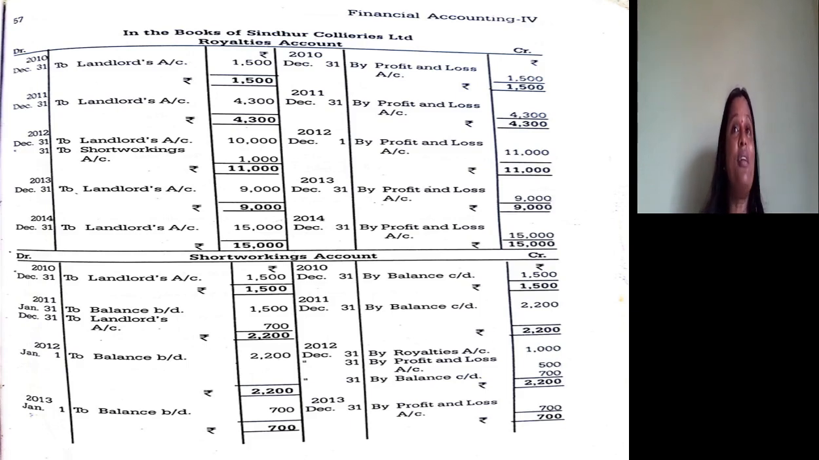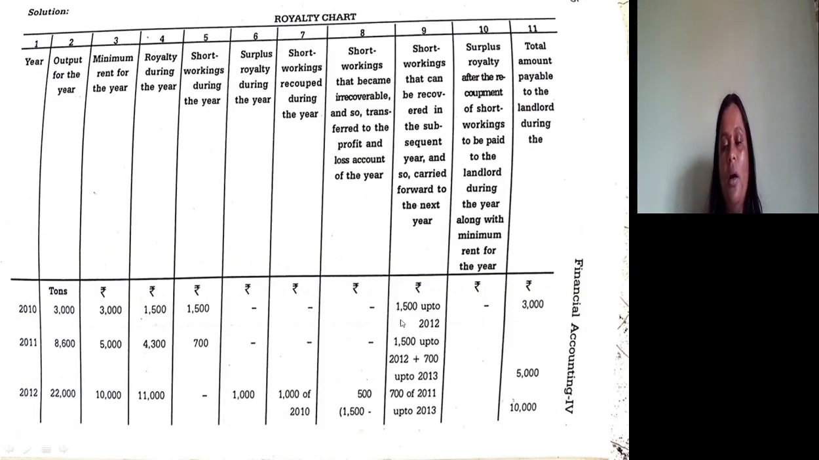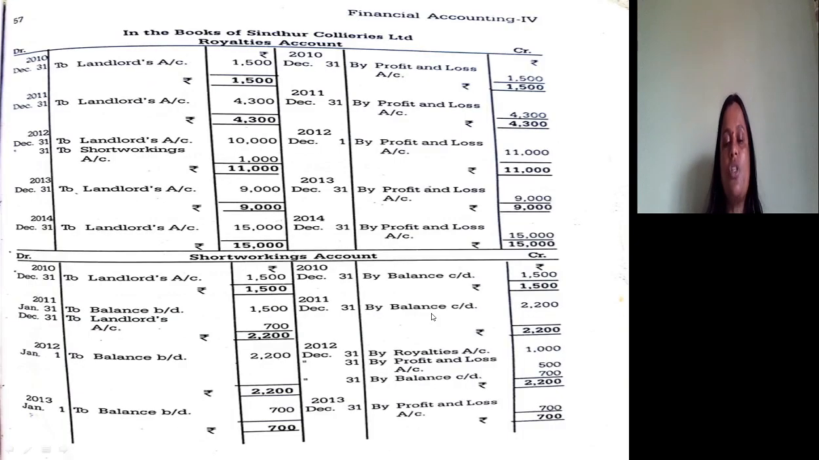Why are we carrying forward? Because we have 2 more years to recoup it. From the year of occurrence, how many years are there? 2 years. That's why by balance carried down 1500. If you look at this column here, we have carried forward to next year 1500. That's why the short working account shows a balance. By balance carried down 1500, to balance brought down 1500.